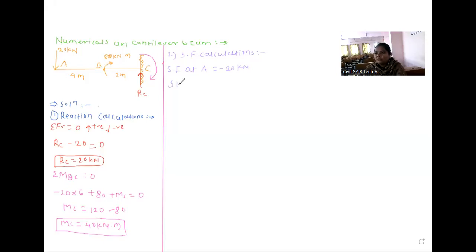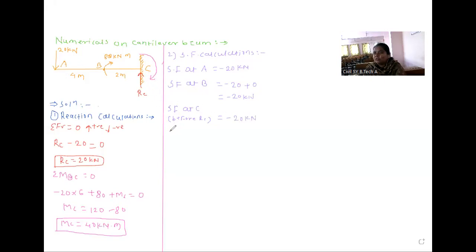After that, we will move towards shear force at B. Shear force at B is equal to... you observe that at B one moment couple is there, but this is a moment couple, so we will not consider it in vertical forces. So the shear force is as it is, minus 20 plus 0, which is equal to minus 20 kilonewton. Now we will calculate shear force at C before RC. You observe that in between B to C there is no force before RC, so the shear force is constant, minus 20 kilonewton.